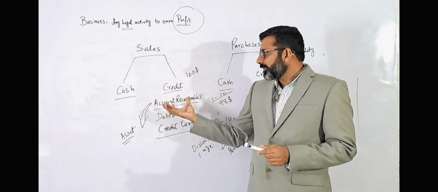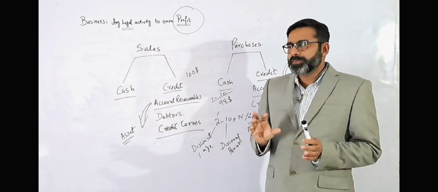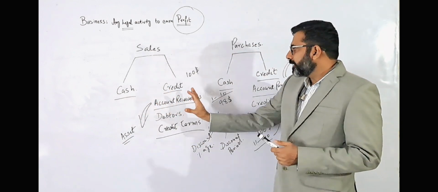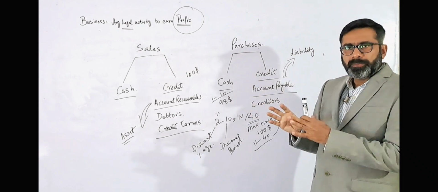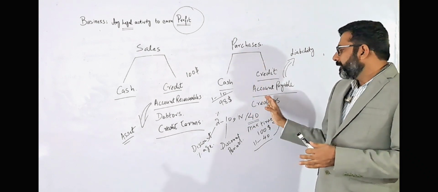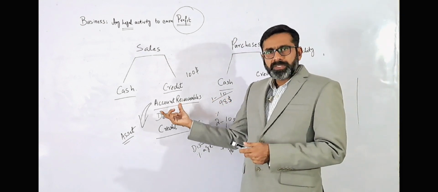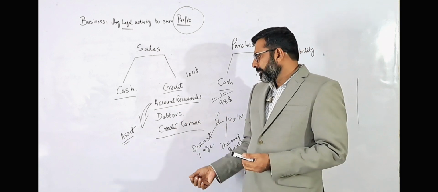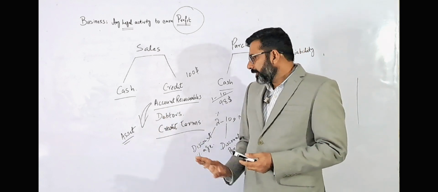So today we have discussed some of the basic things: sales can be of two types, a cash sale or a credit sale. In the same way, purchases are of two types, cash purchases where you pay immediately, or you may pay in the future. Credit sales generate receivables. If you are selling goods, you have to receive the money in the future. So it is your debtors, and that is an asset of the business.